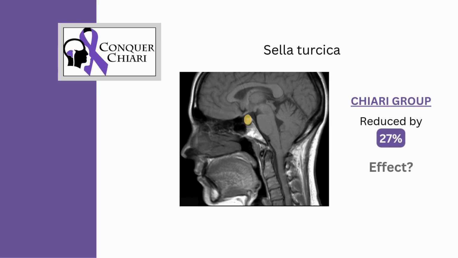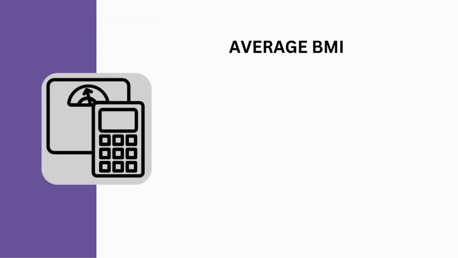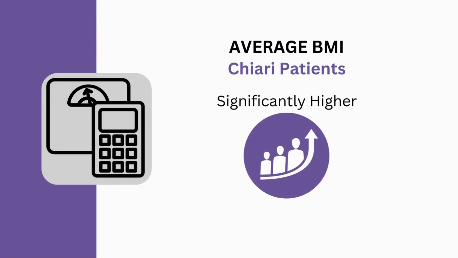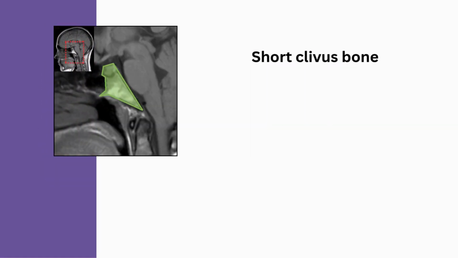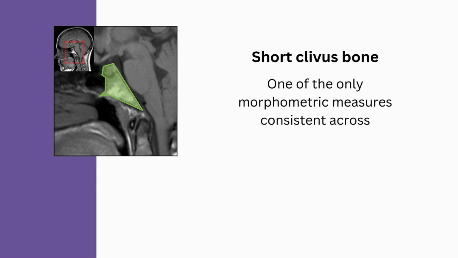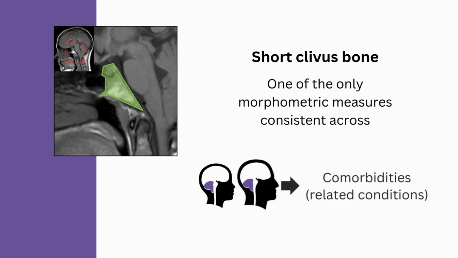It is not clear what effect this reduced area has on the function of the pituitary in Chiari patients, if any, but it is interesting to note that the average BMI of Chiari patients is significantly higher than the national average. Interestingly, a short Clivus bone seems to be one of the only morphometric measures consistent across Chiari patients with different comorbidities or related conditions.